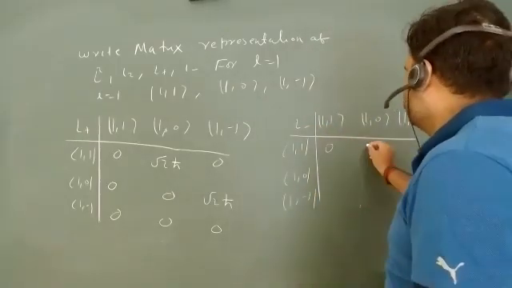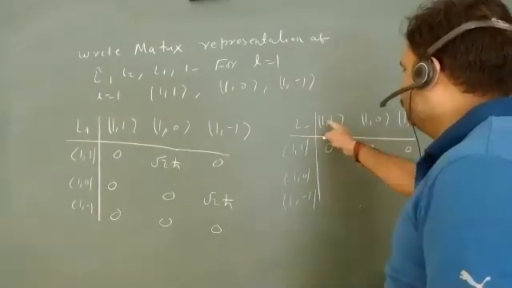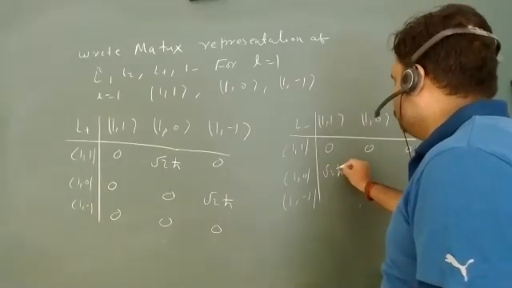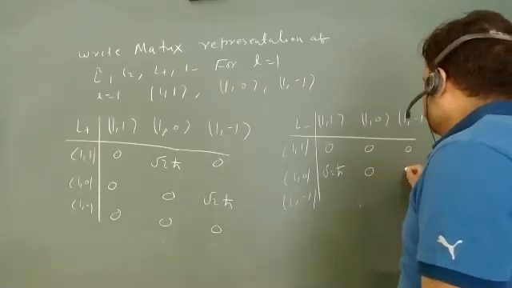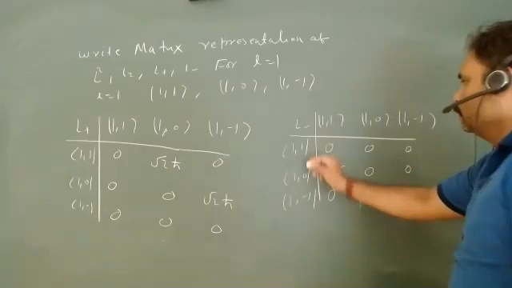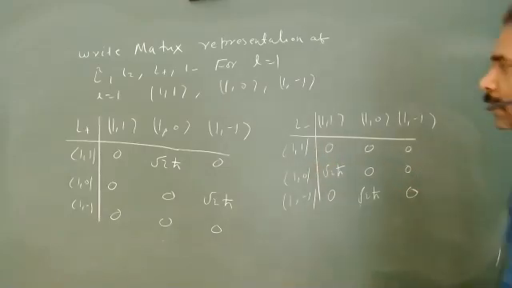This will be 0. Obviously, this term is 0. L minus will go to this. This is root 2 h cut. So this term will be there. This will be 0. And here you have root 2 h cut, 0. So you have L minus also.